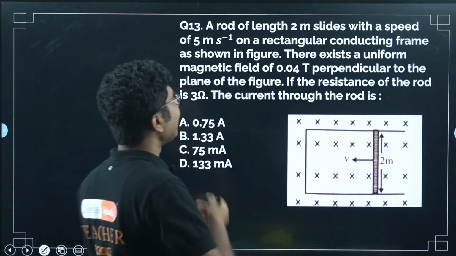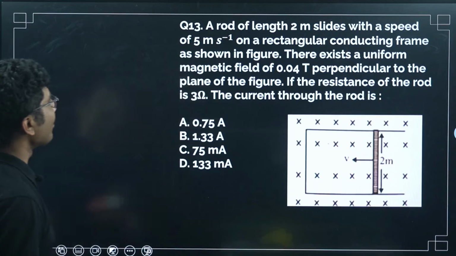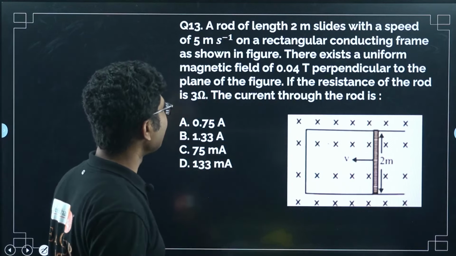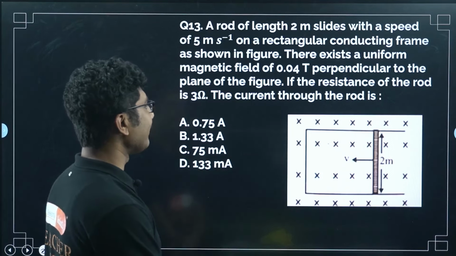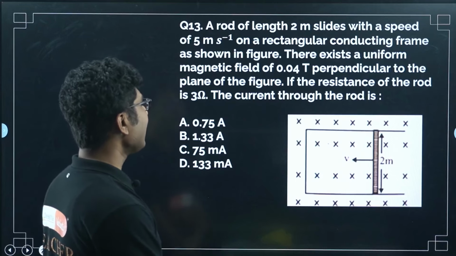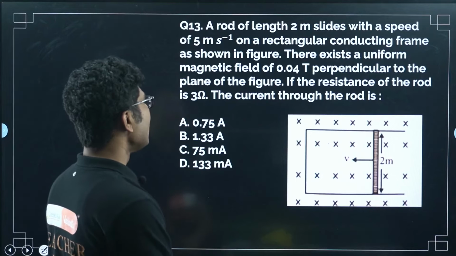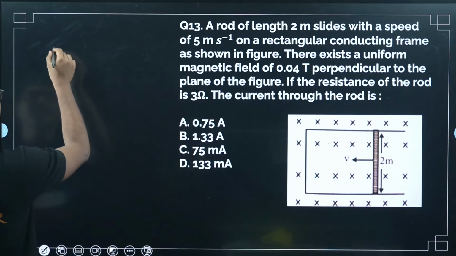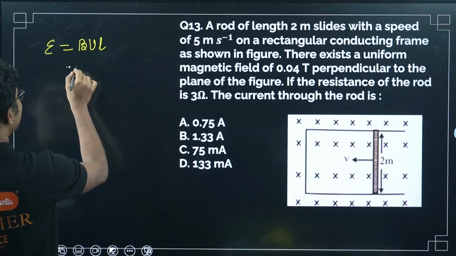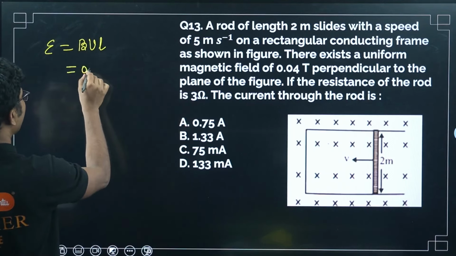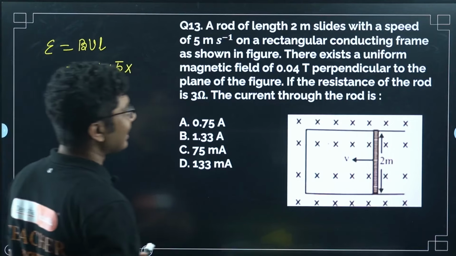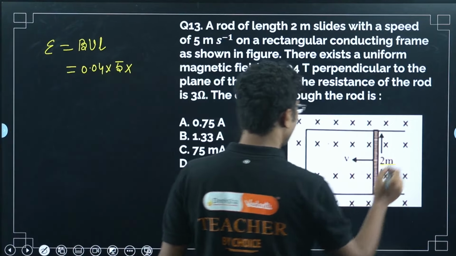Now, a rod of length 2 meters slides with a speed of 5 meters per second on a rectangular conducting frame as shown in the figure. There exists a uniform magnetic field of 0.04 Tesla perpendicular to the plane of the figure. If the resistance of the rod is 3 ohm, find the current through the rod. Now what is the induced EMF? Induced EMF is BVL. What is B? B is 0.04. V is 5 meters per second, and what is the length of the wire? It is 2 meters.